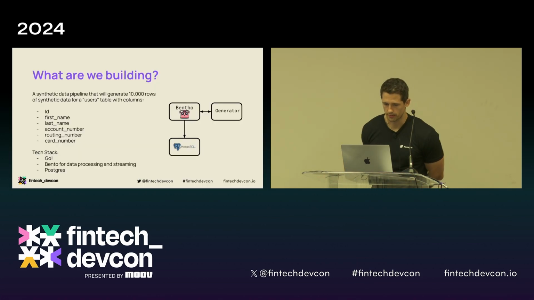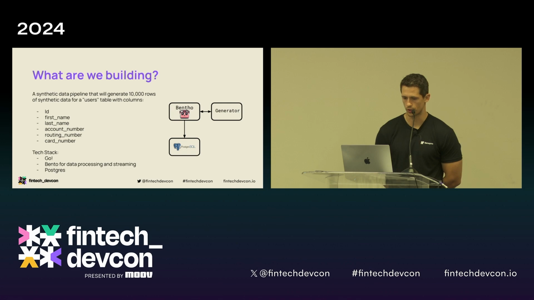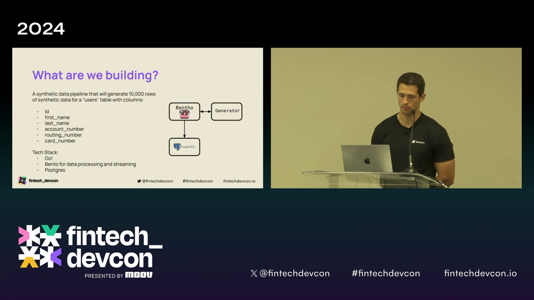All right, so what are we building? What we want to build is a synthetic data pipeline that'll generate 10,000 rows, could be 100,000, of synthetic data for a users table with these columns: ID, first name, last name, account number, routing number, and card number.